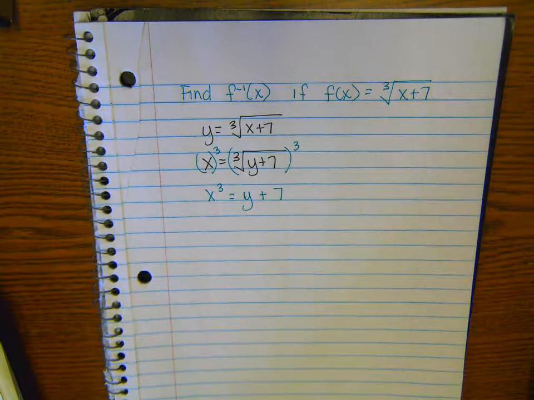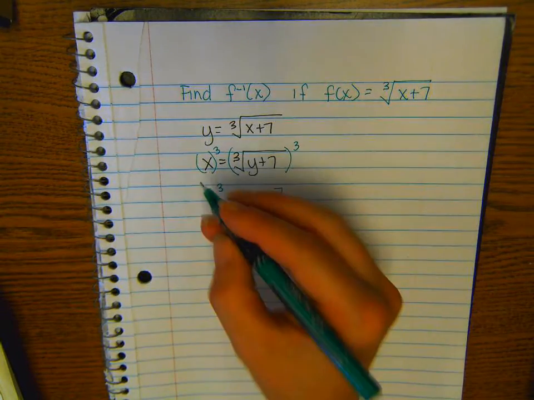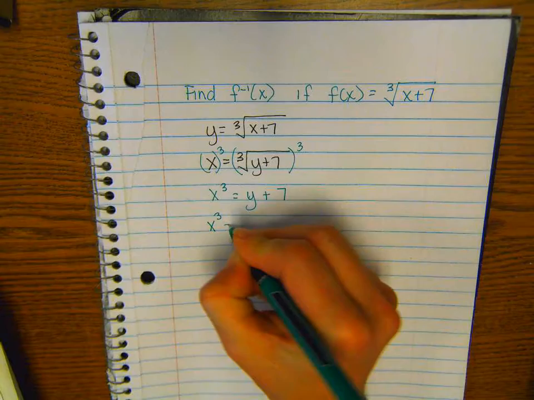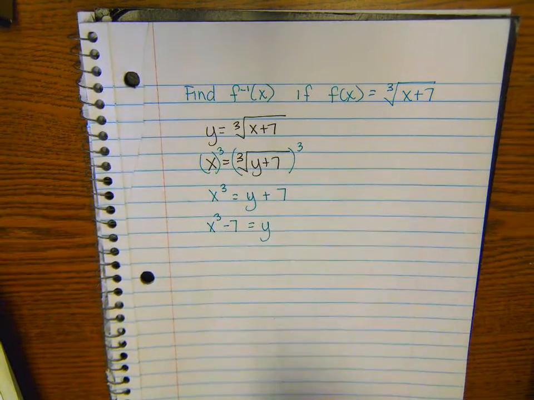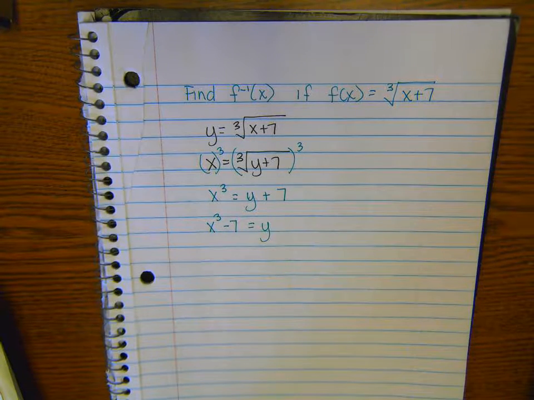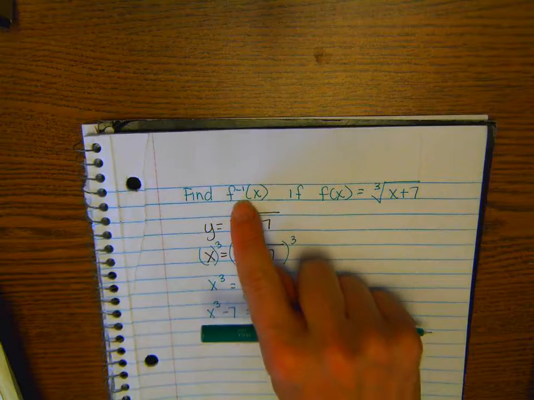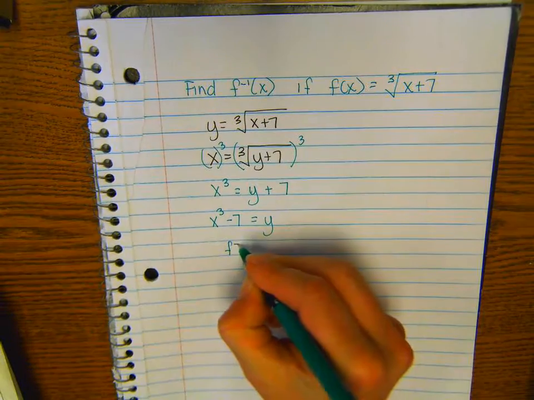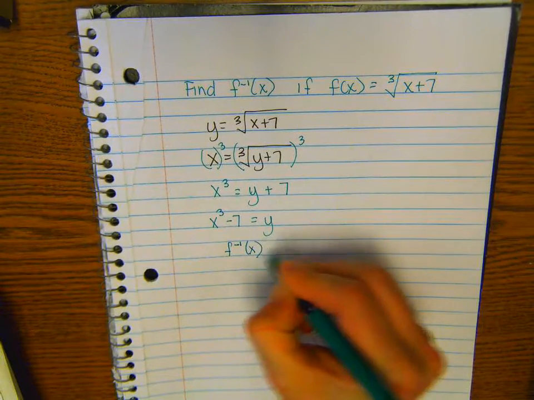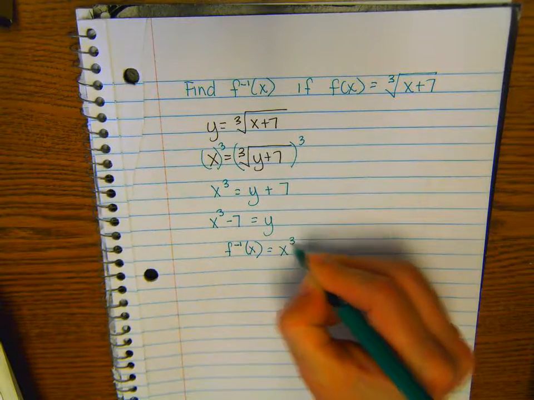And how would I solve for y? Just subtract the 7. So x cubed minus 7 equals y. And then I'm going to write it in function notation. But remember, this is what we're going to write. That's the inverse. F inverse of x is x cubed minus 7.